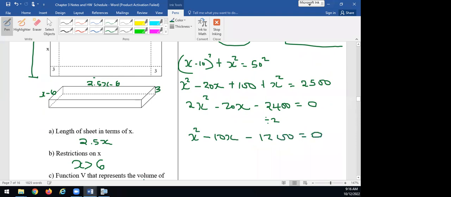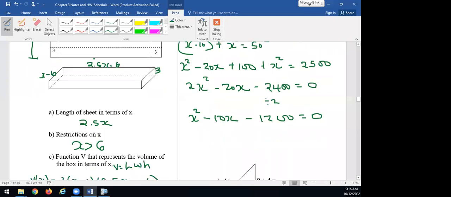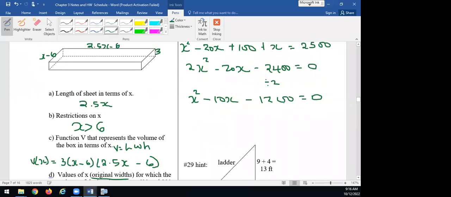Now, can this be factorized? Yes, it can. Are there any factors of negative 1200 that you can add to get negative 10 and multiply to get negative 1200? Negative 12 times 10? If I add those, you wouldn't get negative 10. 120, 40 and 30. Very good.